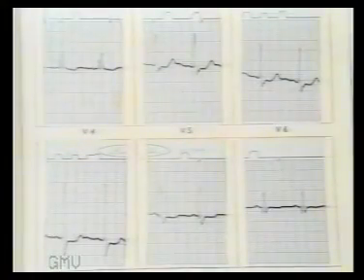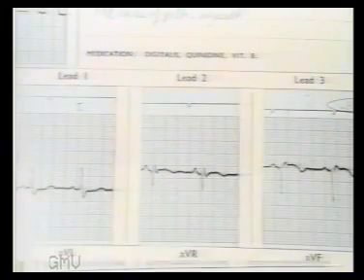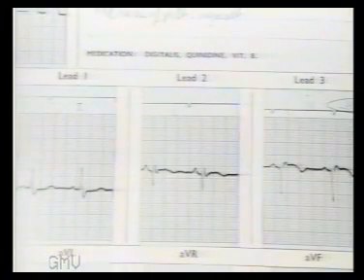Sometimes right bundle branch block may be associated with left anterior hemiblock because both bundles have common blood supply. This ECG shows RS-R dash pattern in V1 and broad shallow S wave in V5 and V6. So this is right bundle branch block, but in limb leads there is left axis deviation. So this is a right bundle branch block with left axis deviation or right bundle branch block with left anterior hemiblock.